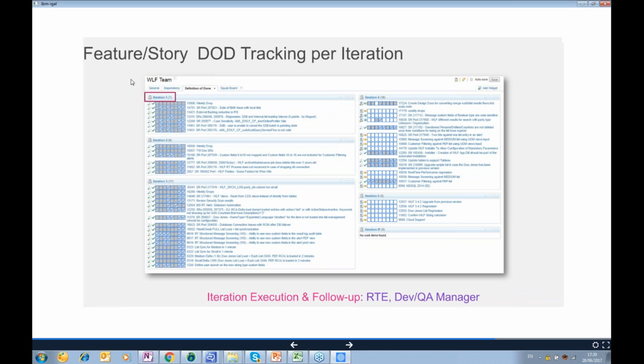And you can see here also, by feature and story, the definition of done tracking. It's like a Sudoku, but it's really helping the RTE and the team to make sure that everything is met, and we are also using it as part of our release readiness gate before we release, to make sure that nothing was missed and whatever was committed was fully fulfilled.